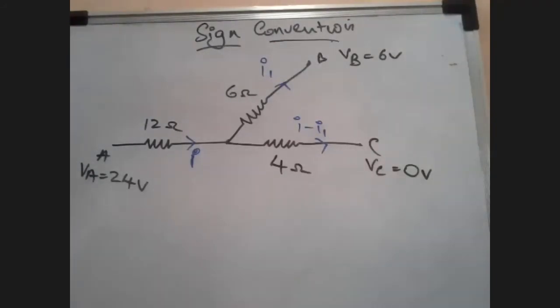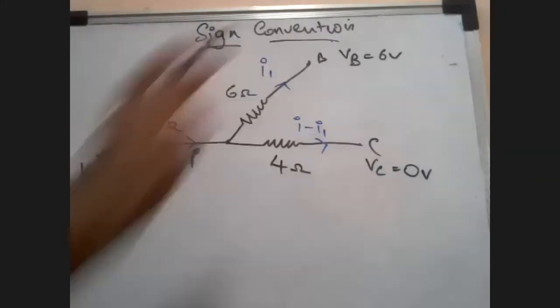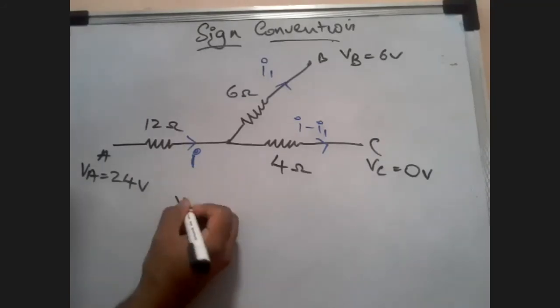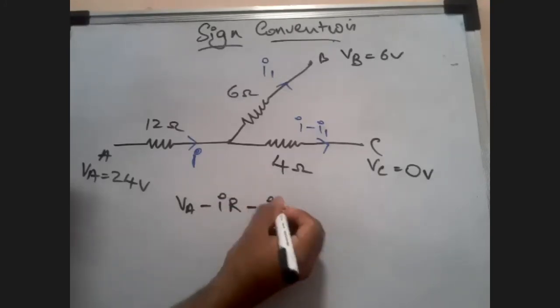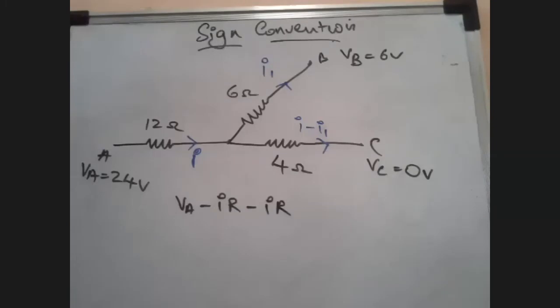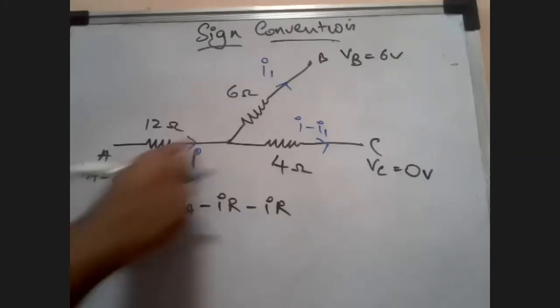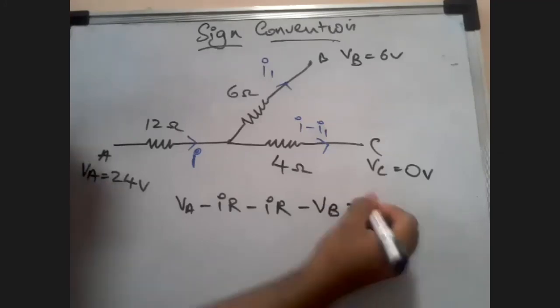Now simply start writing the equation. First, let's go from VA to VB. What equation will we get? We will get VA minus I times R, minus I times R again. Okay, VA minus I times R for this branch, minus I times R, and minus VB equal to 0.